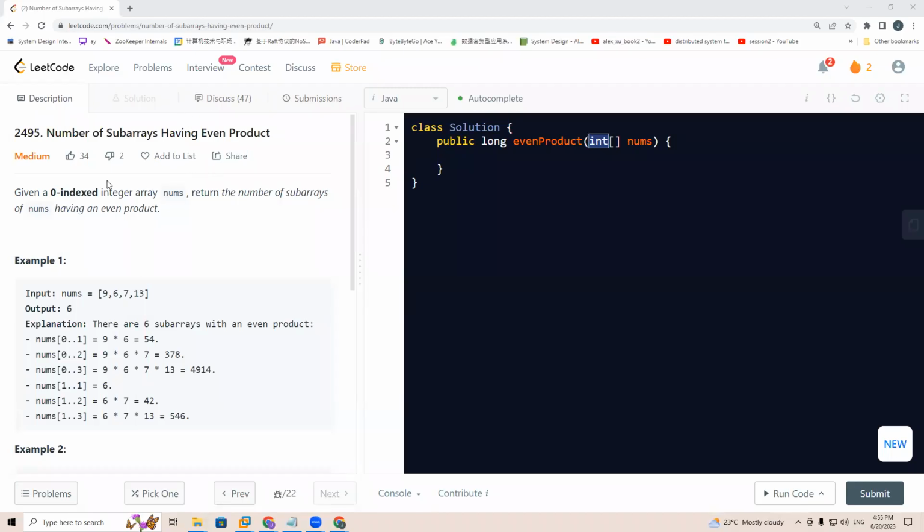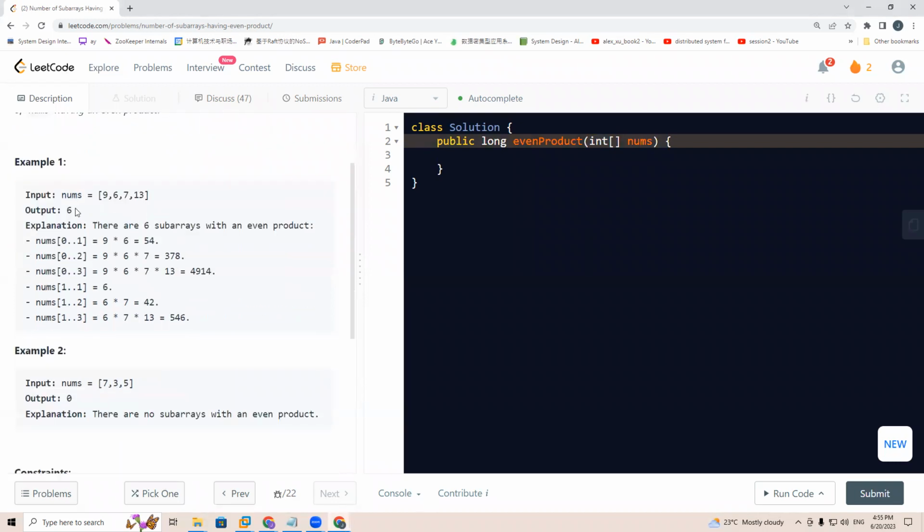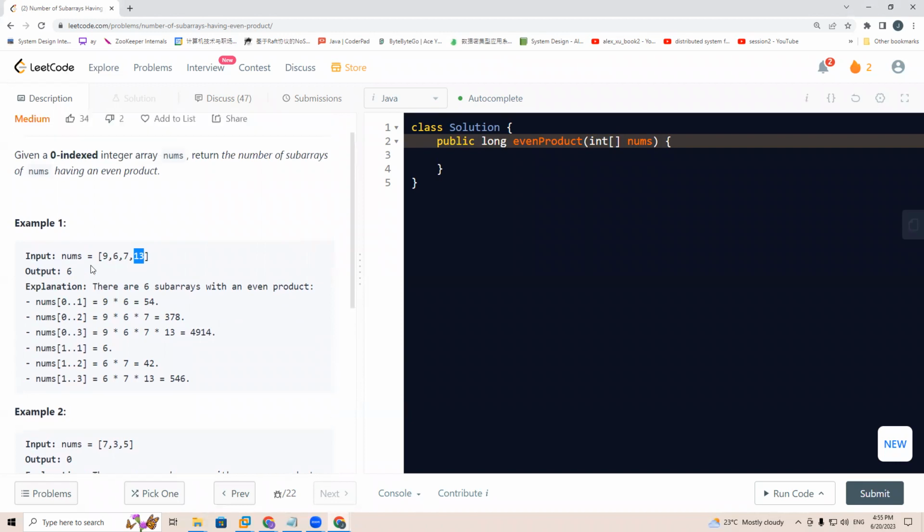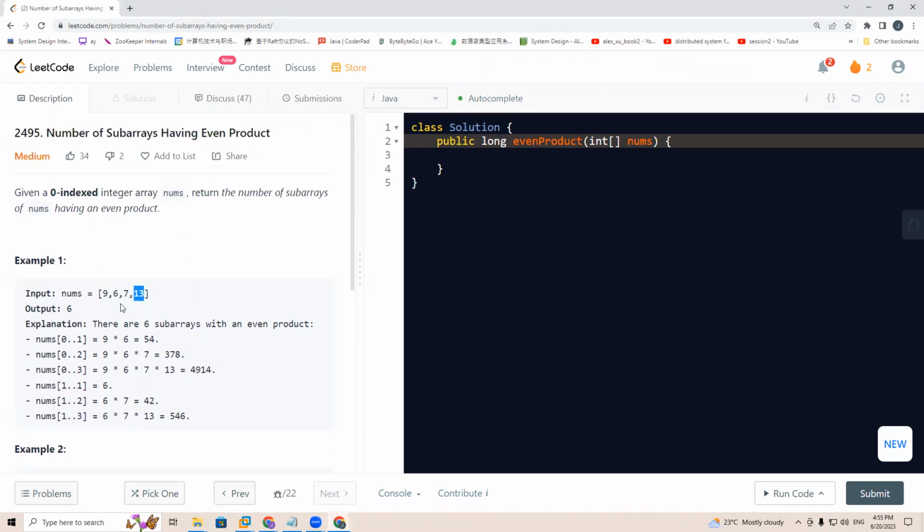Let's go through LeetCode 2495, Number of Subarrays Having Even Product. For this question, it gives us an integer array nums and we return the number of subarrays having even product. Let's look at this example, 9, 6, 7, 13. It has six subarrays which have even products. That is, those six need to include this even number.